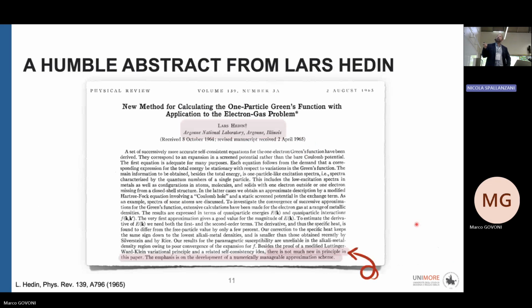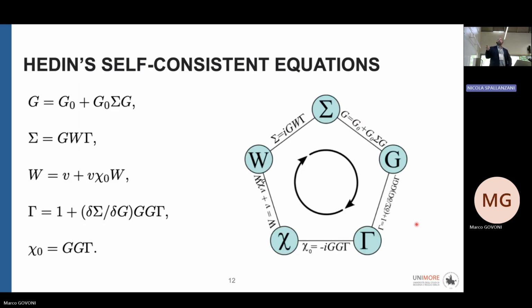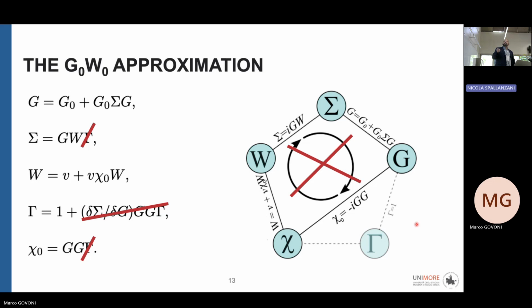Okay. So Hedin wrote this paper in 1965, and there is a nice, humble statement at the end of the abstract that we probably don't see anymore in papers nowadays. He wrote, there is not much new in principle in this paper. The emphasis is only on the development of numerically manageable approximation schemes. And so this is actually what opened the field back in 1965, and it was only in the 80s that this was applied to materials starting from DFT. So you heard that for the self-energy step consistently we need 5 equations, and the GW approximation, the G0W0 approximation, is actually removing the self-consistency and also skipping the calculation of the vertex. That's the definition of the approximation.